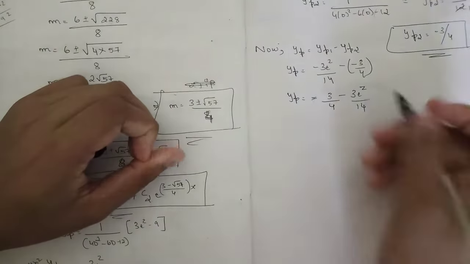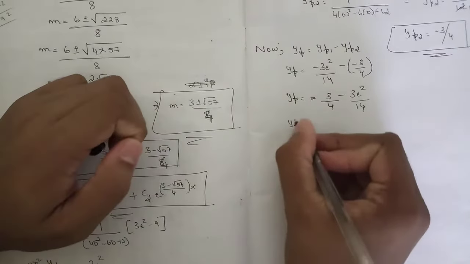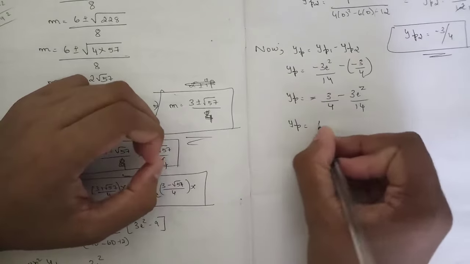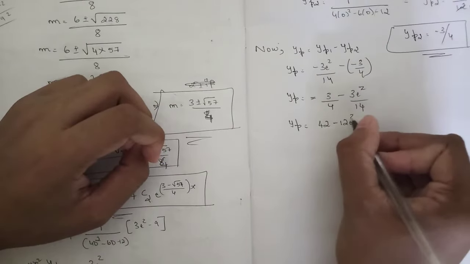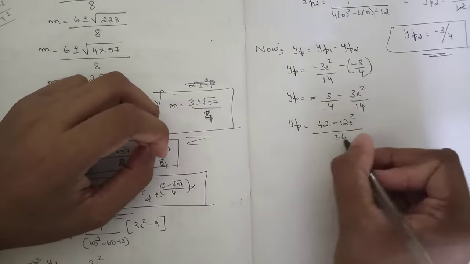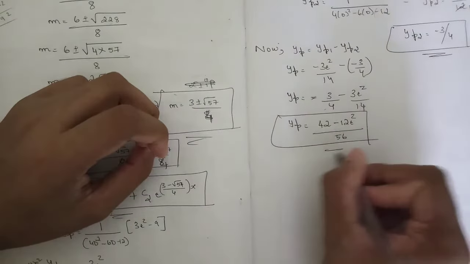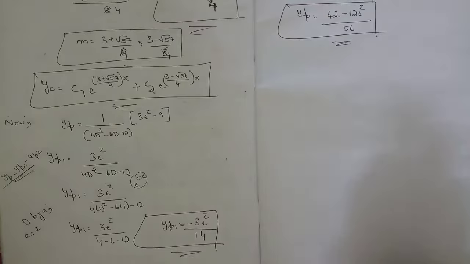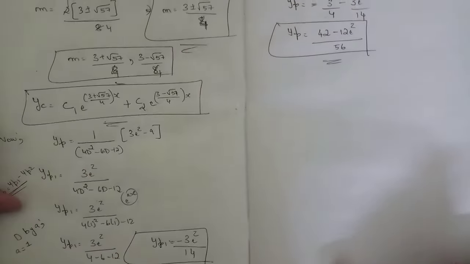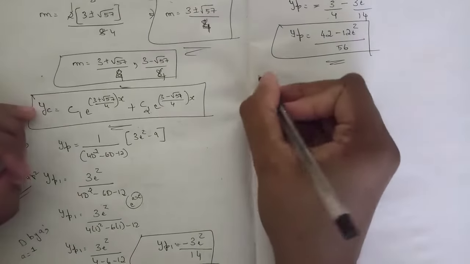If you want, you can solve this further by taking the LCM. That is 14 3s are 42 minus 4 3s are 12 e power z divided by 14 4s are 56. You can solve this like this also. So this is your required particular integral.